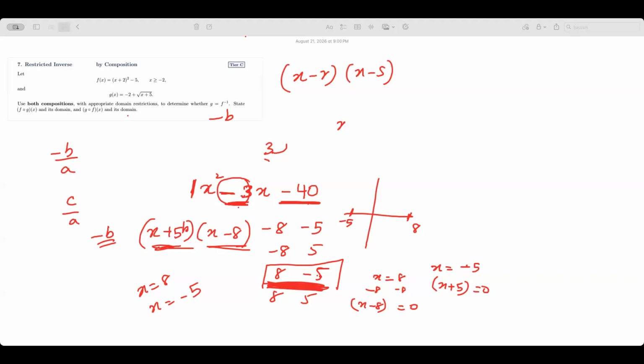Ma'am, one last thing. Is there any way to find unfactorable functions like trinomials quickly? With practice. Practice? Yes, with practice is the only way out. Okay, thank you, ma'am. Bye.